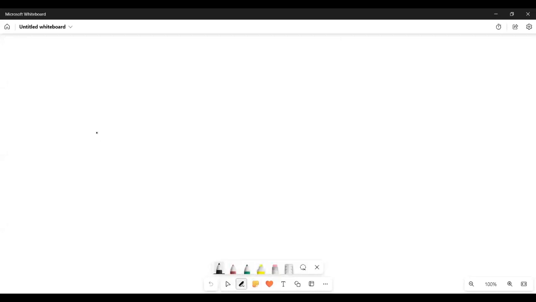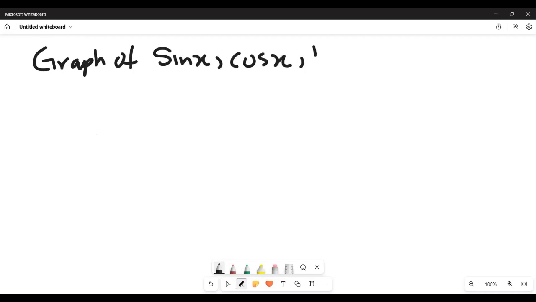Today we're talking about the graph of sin x, cos x, tan x, and their transformations.